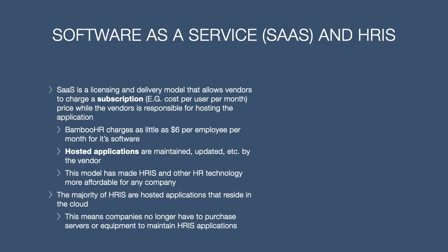So let's talk about software as a service and the HRIS. SaaS is a licensing and delivery model that allows vendors to charge a subscription, again, at a cost per user per month price, while the vendor is responsible for hosting the application. So Bamboo HR, as I mentioned, can charge as little as $6 per employee per month for its software. Hosted applications are maintained, updated, etc.